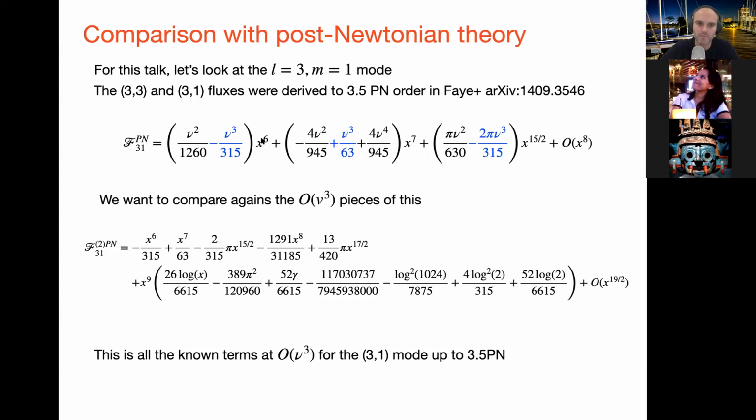So here is the beginning of the PN series. I've just truncated it to fit on the slide. And we can extract these terms of order nu cubed, and I can write them all down. And this, shown here in the middle, is the entire known PN series. So after 100 years of calculation, this is the amount of analytic knowledge we have for the flux in the 3-1 mode. This is everything that we currently know.